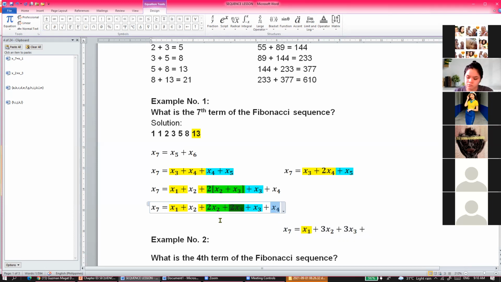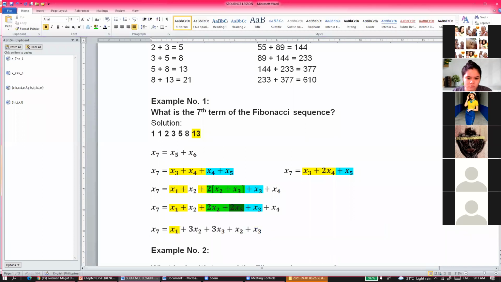What are the two previous terms before X sub 4? Di ba X sub 2 tsaka X sub 3, add lang natin? So we have plus X sub 2 plus X sub 3 para kay X sub 4. Ito yun. So I'll change that and I'll write X sub 2 plus X sub 3. Then X sub 3. Okay, malapit na siya matapos.